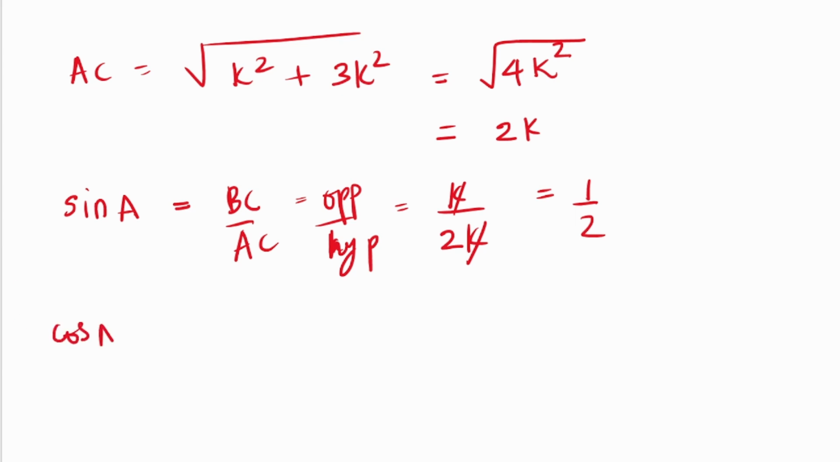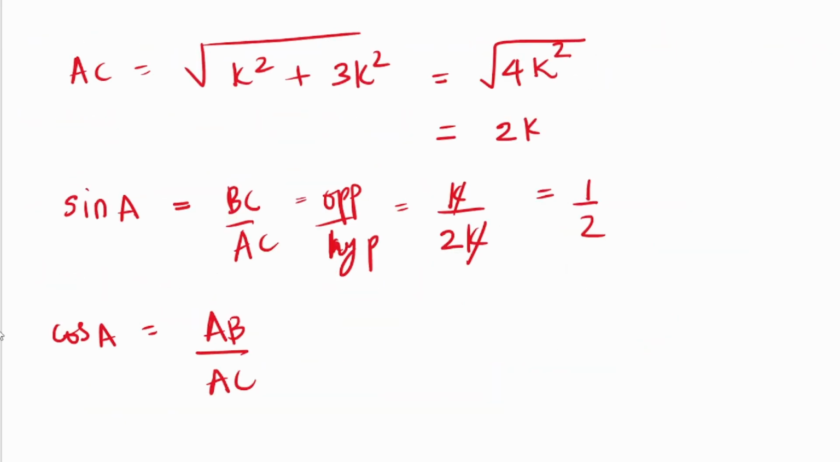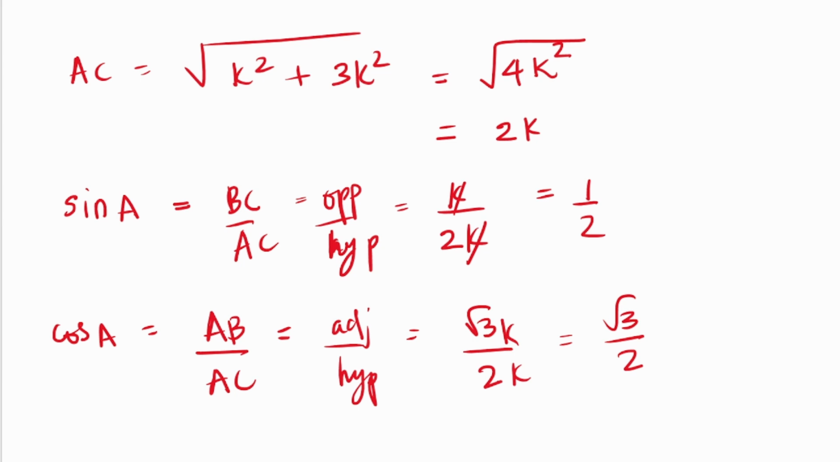And for cos A, it is adjacent side, which is AB, so AB by AC. Here's the triangle, you can just check. This is the adjacent side, right? And adjacent by hypotenuse. So it's root 3k by 2k, which is root 3 by 2. We have found out sin A and cos A.